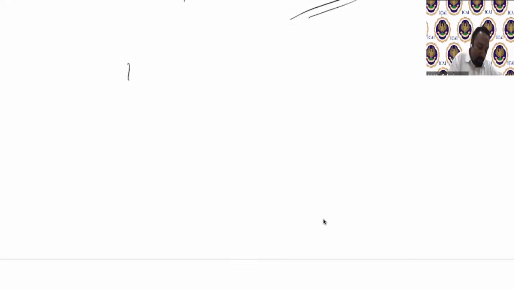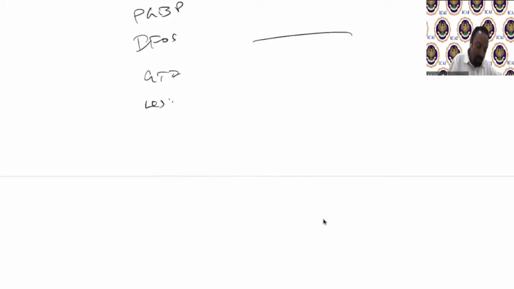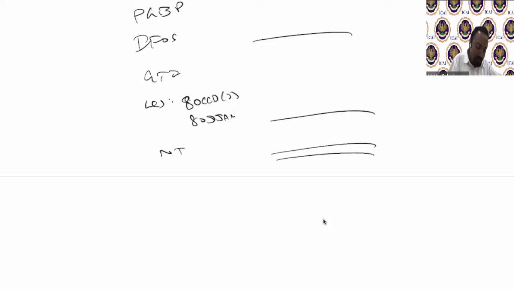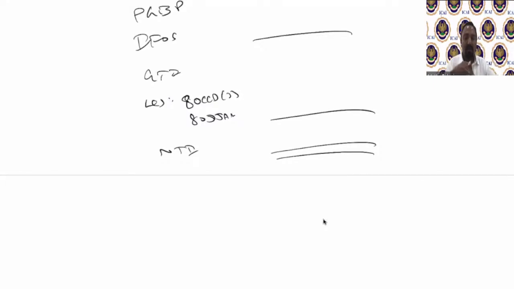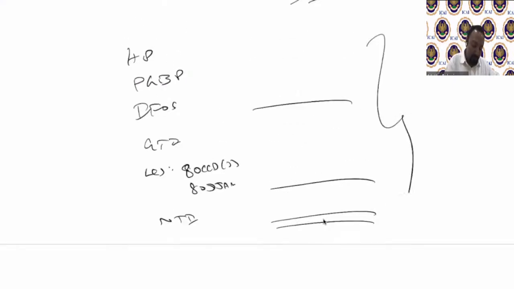So what you can do is again write house property, PGBP, IFOS, get the GTI, less what is allowed. Only thing that is allowed is 80CCD(2) and 80JJAA. So if there is anything, you calculate that, identify net total income. That is your total income. So you can approach this or take the actual thing, whatever is computed yearly. I prefer this approach. So this is the preferred approach.